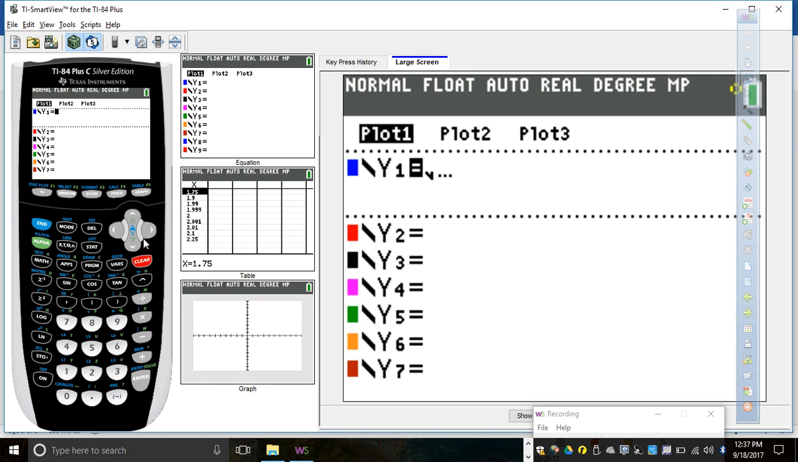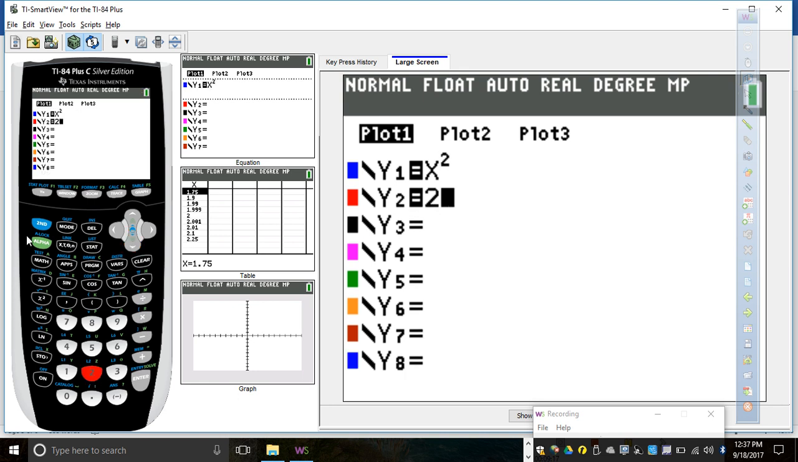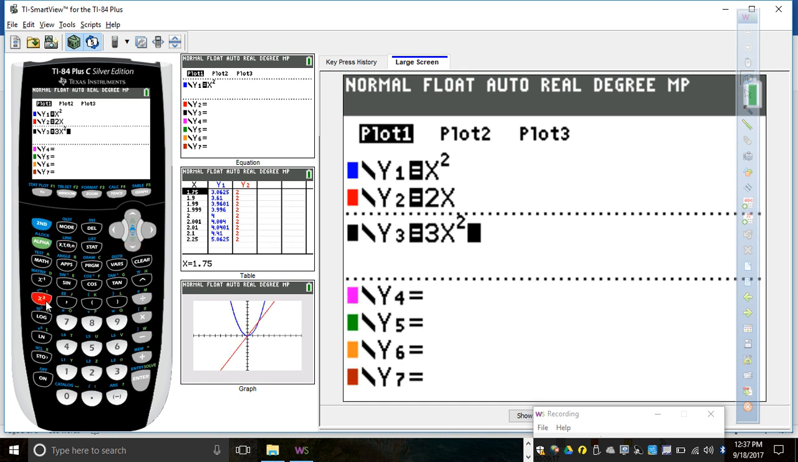So we're going to go back into y equals. So press y equals if you need to. Press clear. And so our first one we're going to type in is x squared. And then into y2, we're just going to put a 2 in front, 2x squared. And y3 will have a 3 in front, so we have 3x squared.